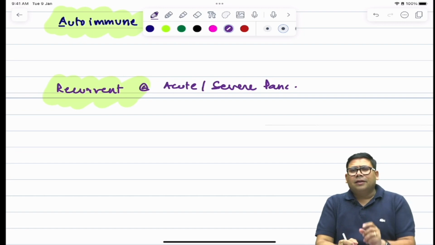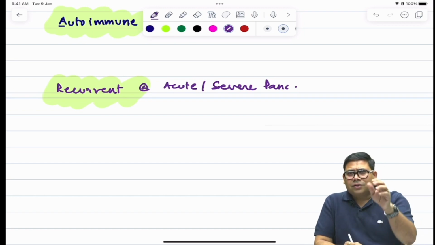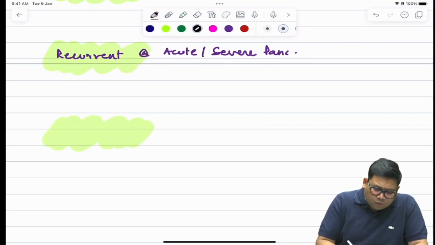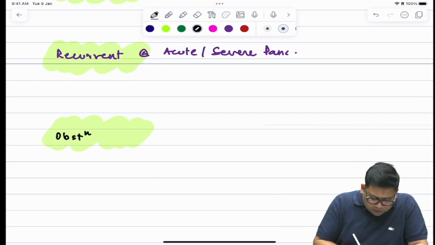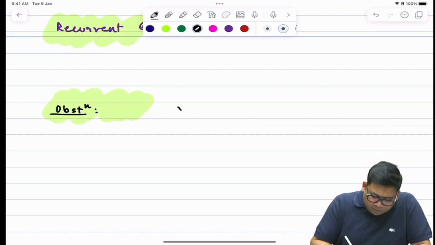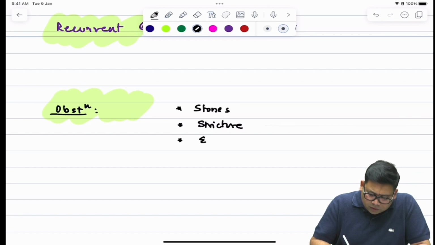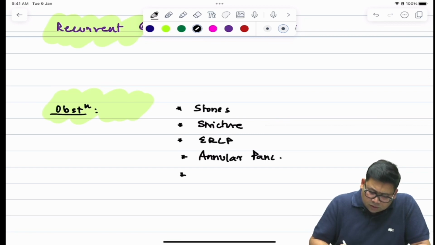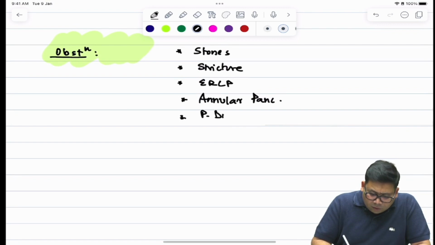You can check out my lectures, where I've described the modified Atlanta classification, where there is grading of the pancreatitis also. And then students, we have O. So what are these O for? These O are for the obstructive type or obstruction. So what are the reasons for the obstruction? It's very simple. It could be due to pancreatic duct stones, strictures, ERCP, a rim of tissue around the pancreas, that is annular pancreas, the pancreas not fusing, so pancreas divisum, and it could be due to SOD.